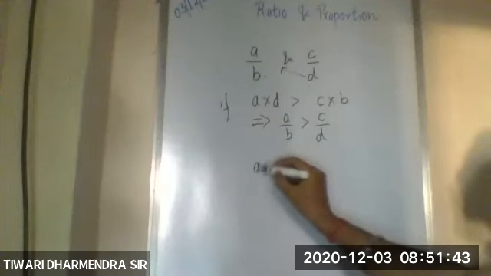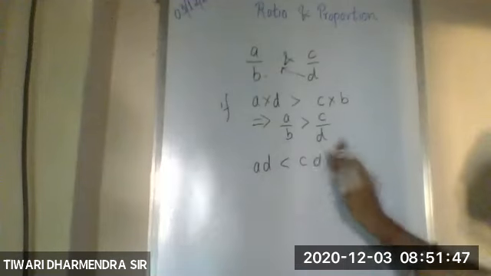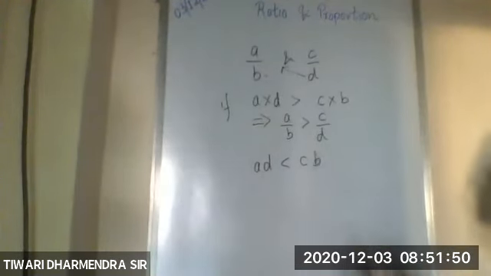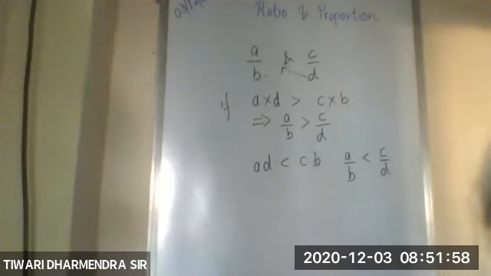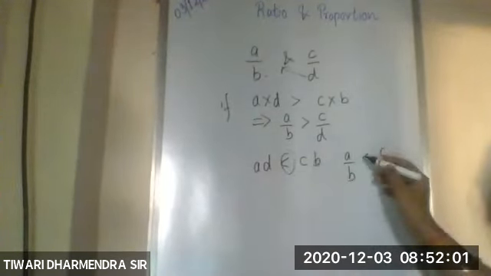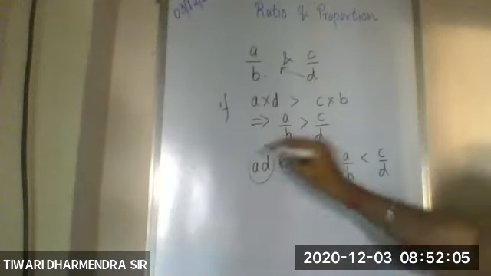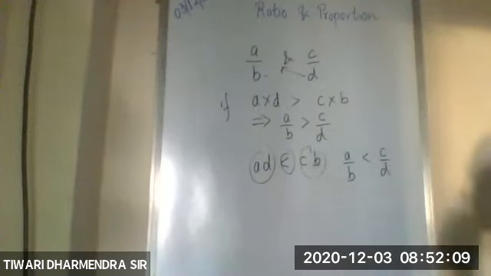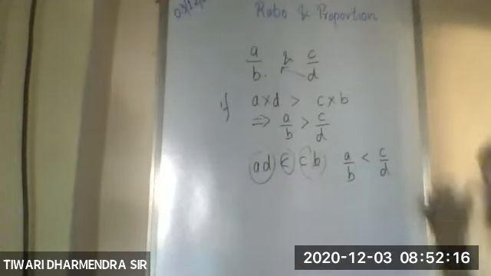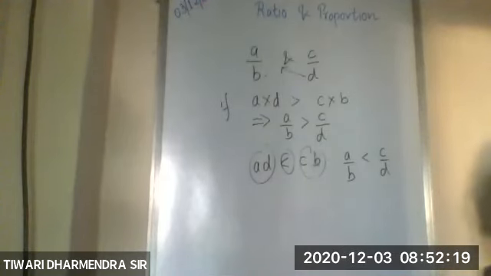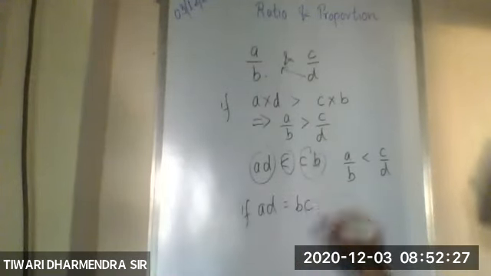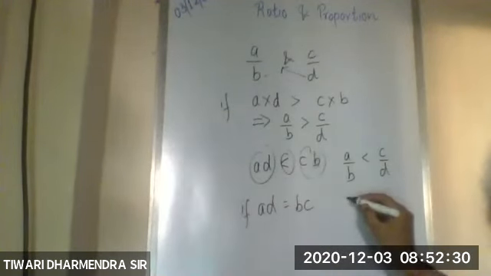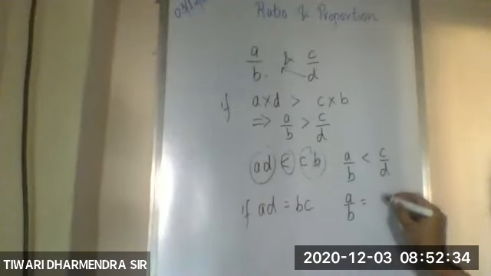Similarly, if AD is less than CB or BC, we can say that A by B is less than C by D. This term indicates the first ratio, this term indicates the second ratio. Because as we know, ratio and proportion means the terms that we take are in proportion, meaning they have some common multiple. Also, if AD is equal to BC, then we can conclude that A by B is equal to C by D.